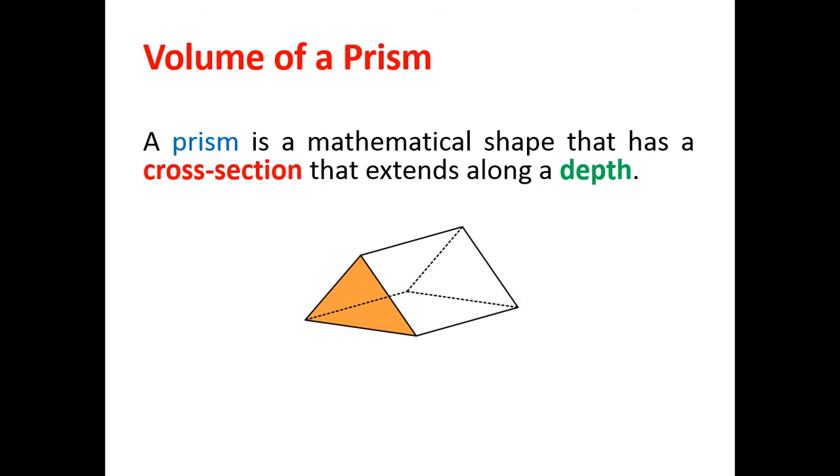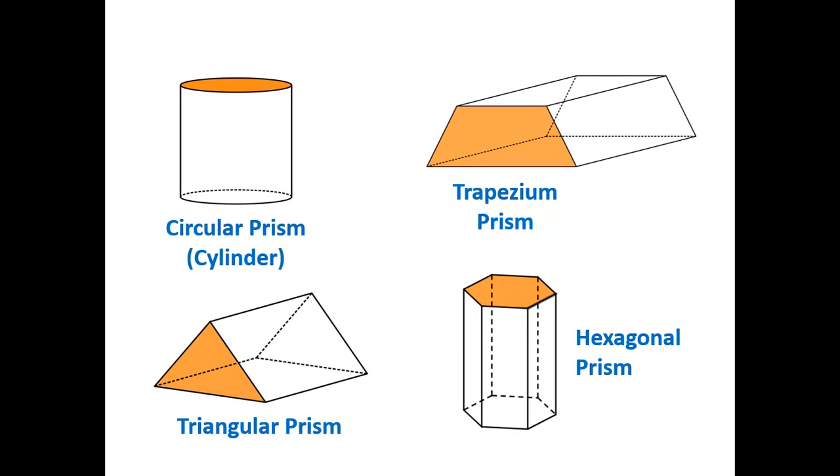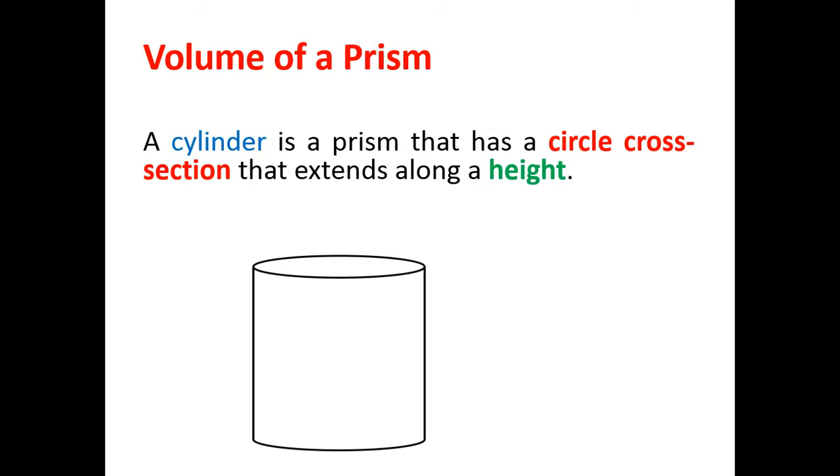Remember, a prism is a mathematical shape that has a cross-section that extends along a depth. We have circular prisms, triangular prisms, trapezium prisms, hexagonal prisms, and many different other types of prisms. In this video, we're going to focus on a cylinder or a circular prism. A cylinder is a prism that has a circle cross-section that extends along a height.